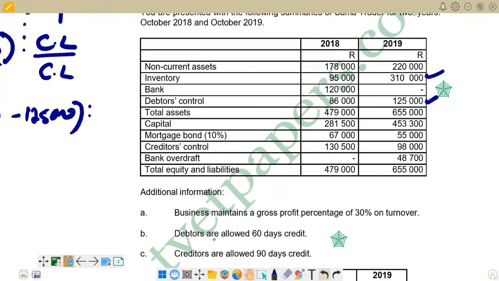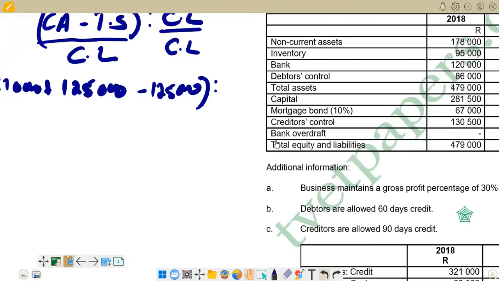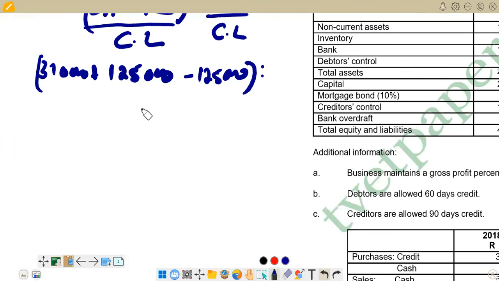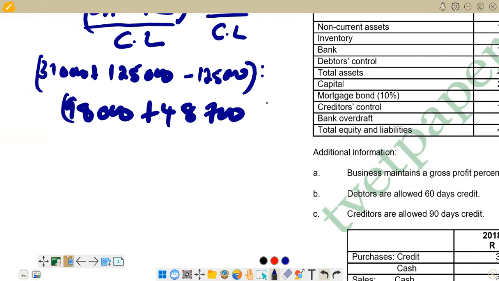As well, we can go that side and put those figures that we have there. So we are saying 98,000, and then we add 48,700. So this is the side of current liabilities. If you calculate these figures, you'd see that on the left-hand side, we are going to be left with 125,000. So we can reconfirm the figure for trading stock there.